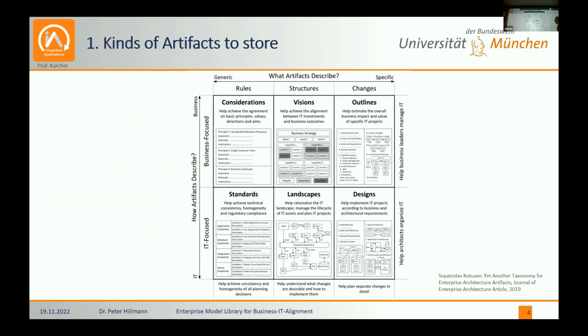When I talk about artifacts, usually we have 6 different types of artifacts. We have typical rules: how is it working? We have visions about the design and architecture of a company, outlines, and maybe standards we have to focus on. It's more IT driven, and also a lot of landscapes from the IT department, what is connected to what, and typical designs, models like BPMN diagrams. In this presentation, we focus more on the landscapes and designs, on the models.